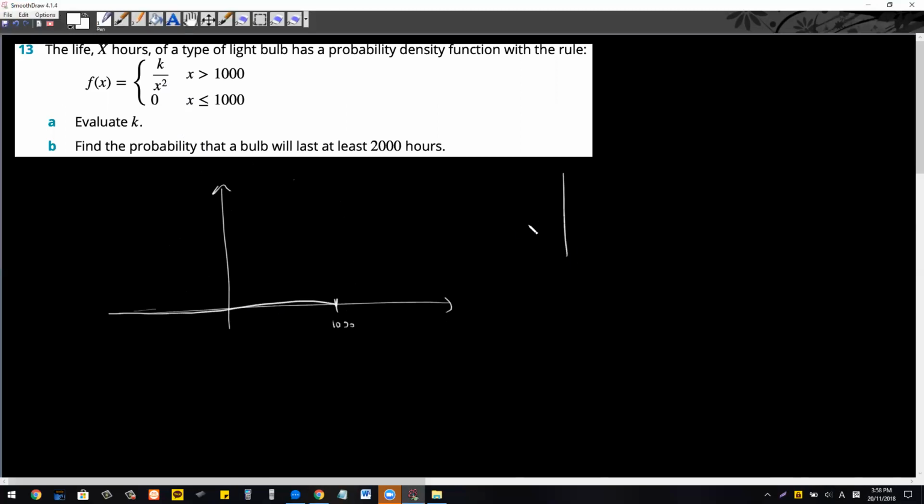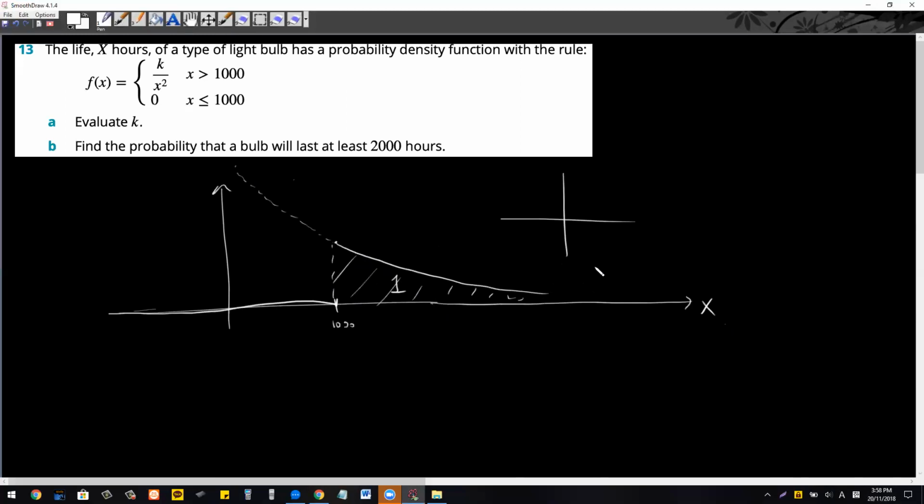But k over x squared looks like this if k is positive. It starts from here and then goes down like this. So this whole area has to be 1, but there is no upper bound. The upper bound is infinity. It just goes on forever. The lifetime can be infinity, but the probability for that approaches 0.